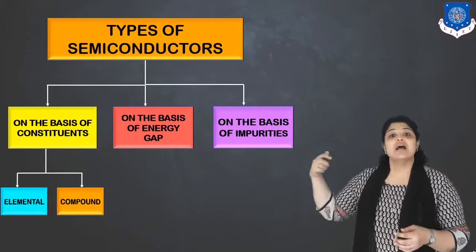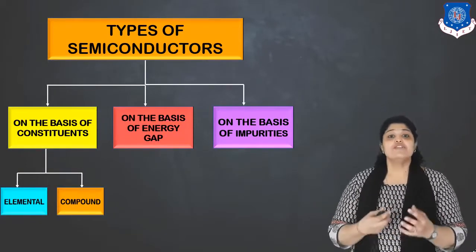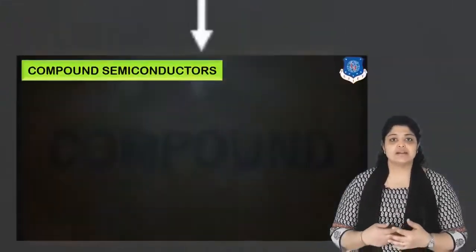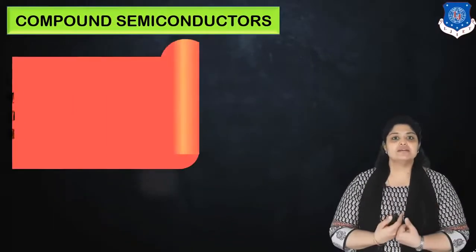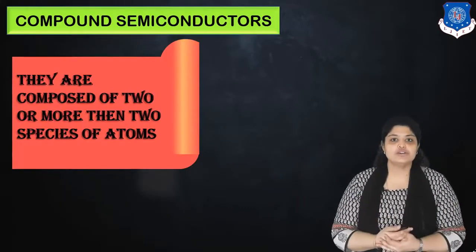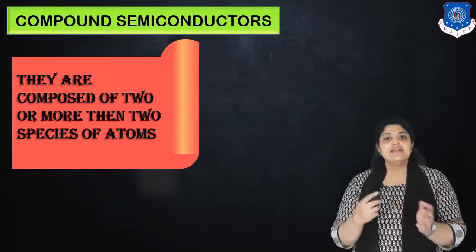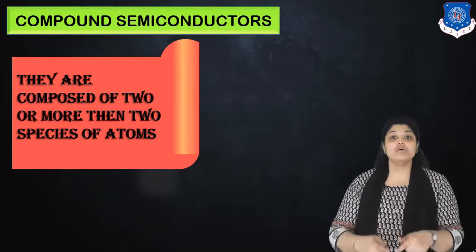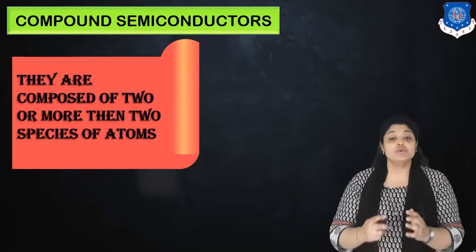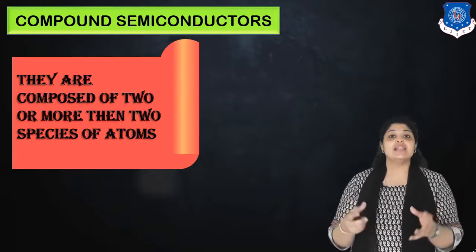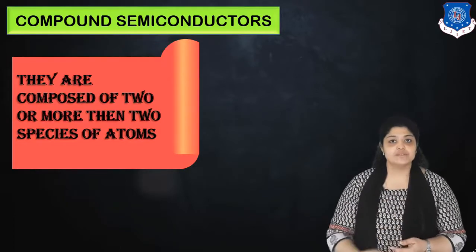They are known as compound semiconductors. When you have the word compound, let's see what compound semiconductors are. Compound semiconductors are composed of two or more species of atoms. So it's clearly understood from this definition that they have more than two varieties of atoms. That means you can just say they are a combination of atoms.